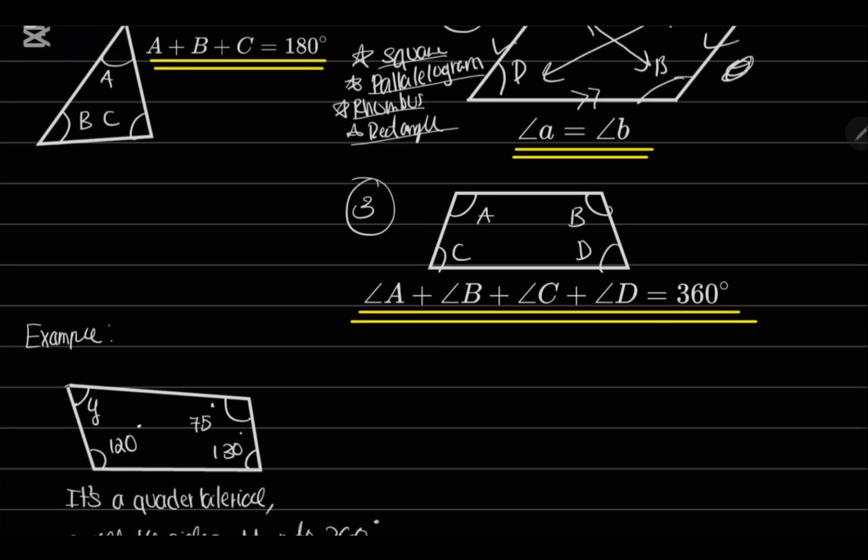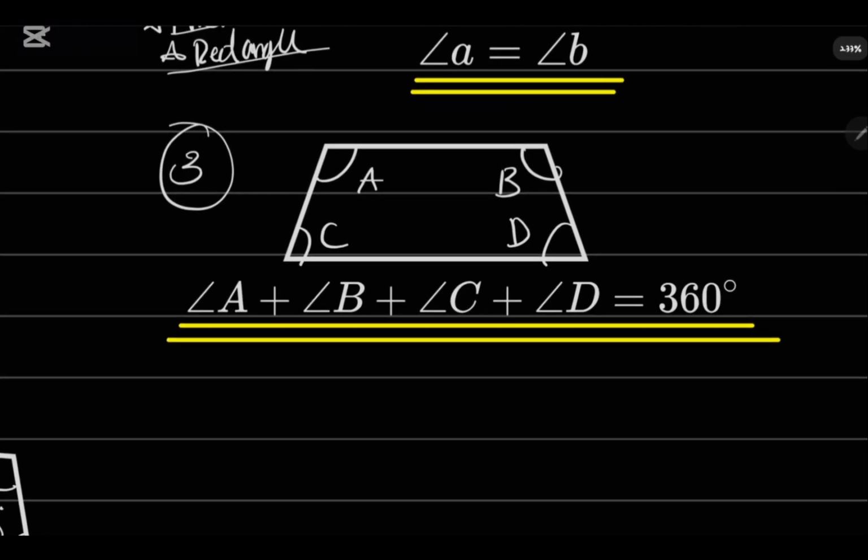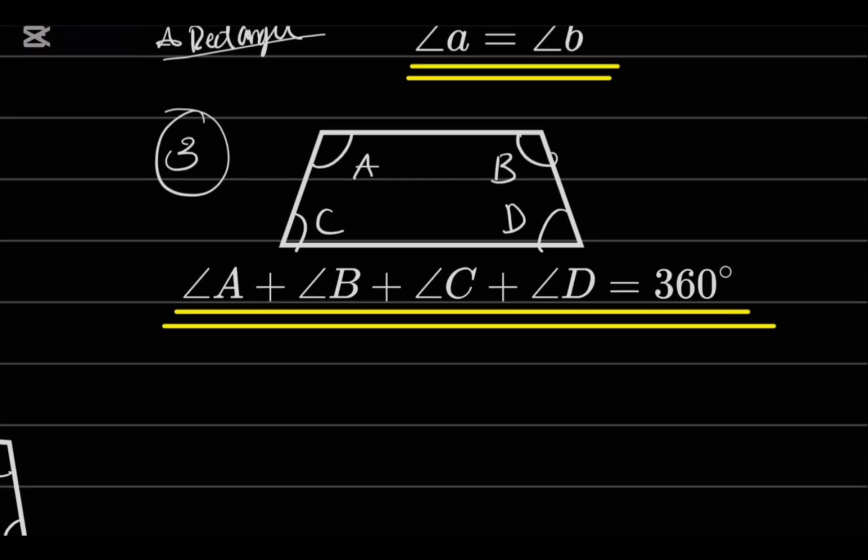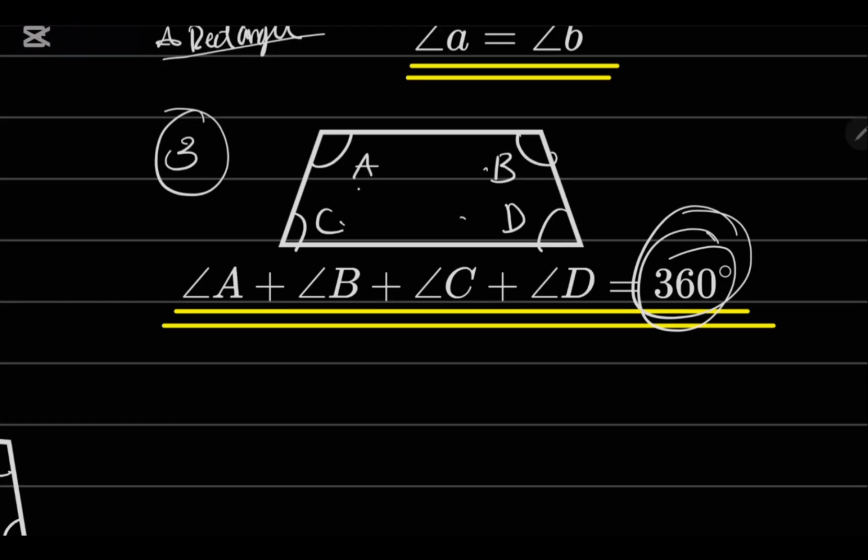All right, and our last rule for shape properties and angle properties is that all interior angles in a quadrilateral add up to 360. Okay, A, B, C, D add up to 360.